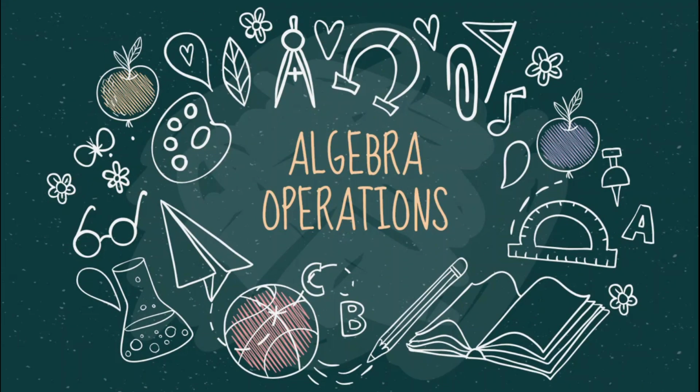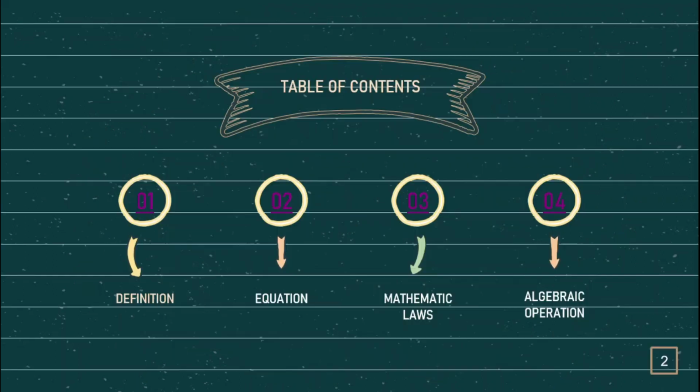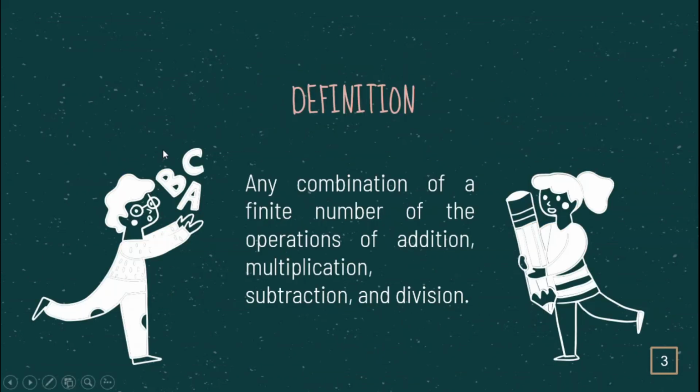Algebra operations. This is the table of contents in algebra operations. The first one is definition. The definition of algebra operation is any combination of a finite number of the operations of addition, multiplication, subtraction, and division.